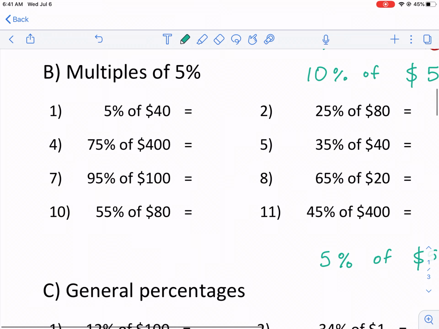So the first thing you always have to do is find what 10% is. 10%, you move it over one place. So that's $4, and I take half of it. So I get $2. Okay, that's it. That's all there is to it. So $2 for number 1 of part B.